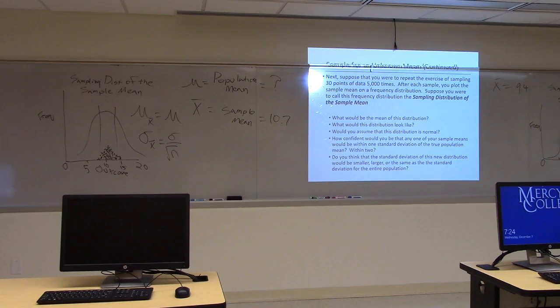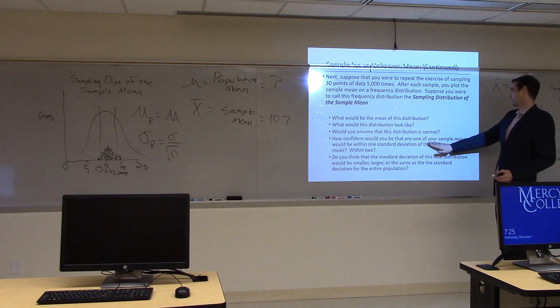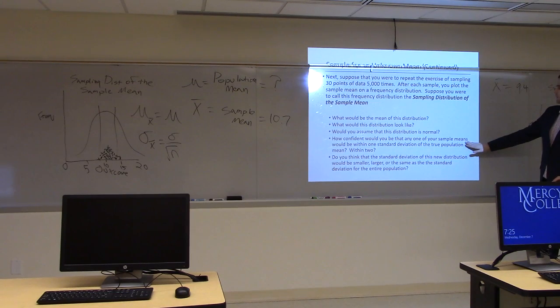So this is our sampling distribution of the sample mean. The mean of the sampling distribution of the sample mean is going to be equal to the true population mean. So the mean of this normal distribution is going to be equal to the true population mean. And it's going to be normal. Next question. How confident would you be that any one of your sample means would be within one standard deviation of the true population mean? So one of our sample means, let's just say it's 10.3.